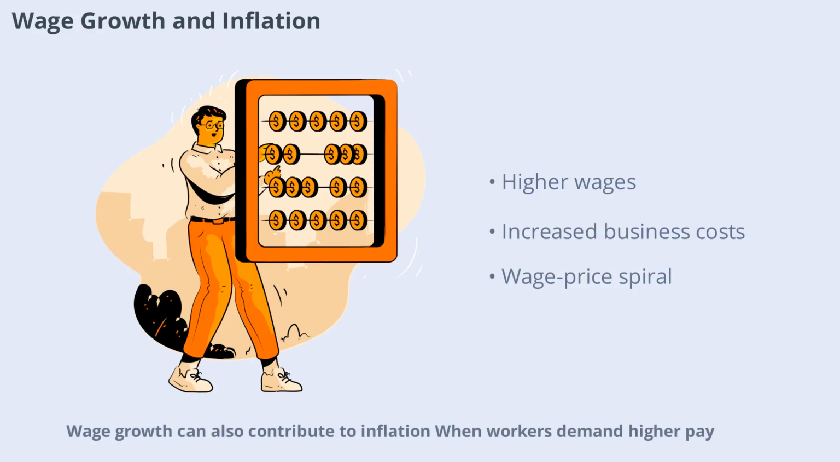When workers demand higher pay, businesses may raise prices to cover increased labor costs. This can create a cycle where higher wages lead to higher prices, which in turn lead to demands for even higher wages. Managing this wage price spiral is a key challenge for policymakers, especially in tight labor markets.